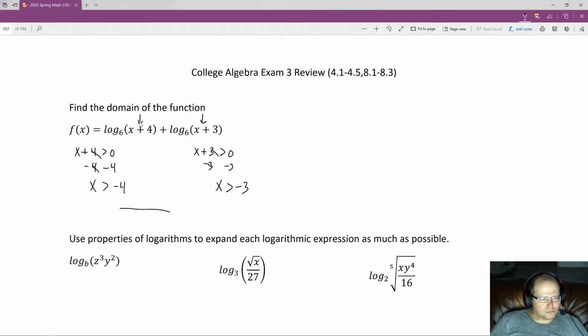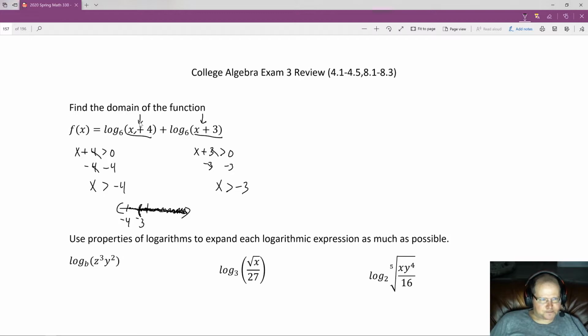If we put this on a number line and graphed it, you would see that x has to be greater than negative 4, so it would be this part right here. But it would also have to be greater than negative 3. So what this really means is they both have to be true. The more constrictive domain is this part where they overlap, the part that's greater than negative 3. So if I plug in something greater than negative 3 into either one of these, it's going to make the argument greater than 0, and that's valid.